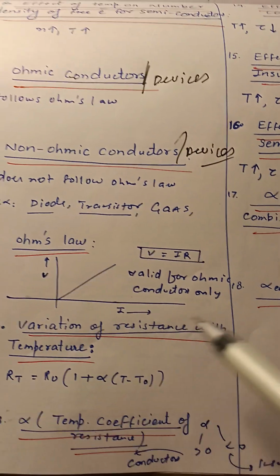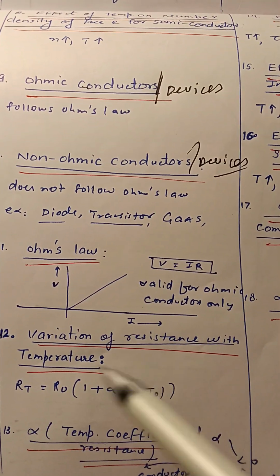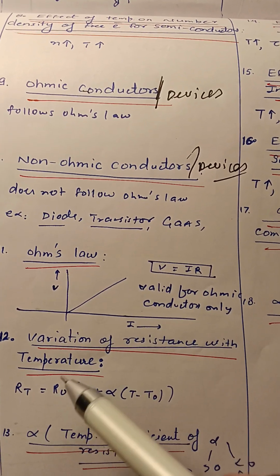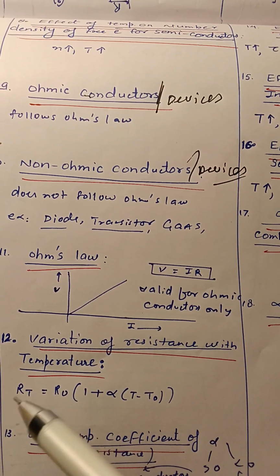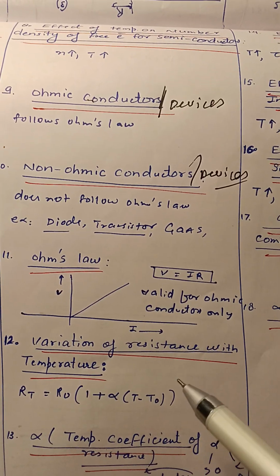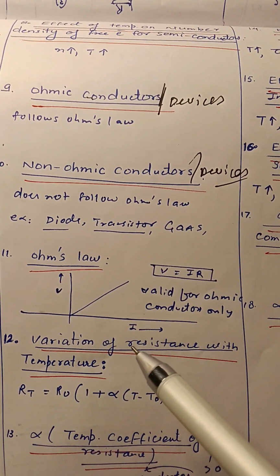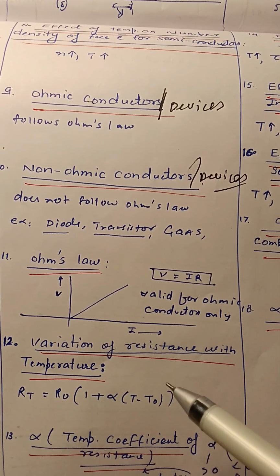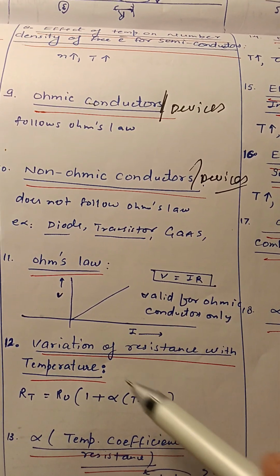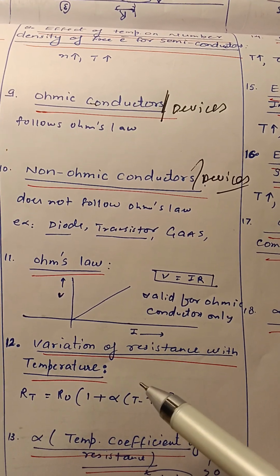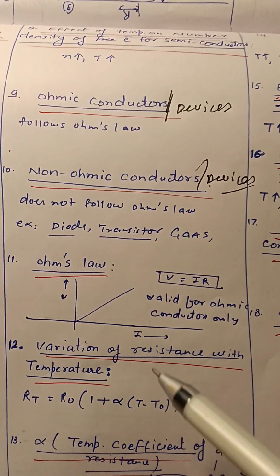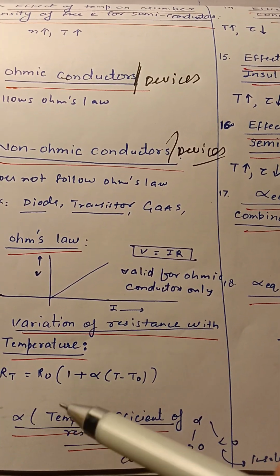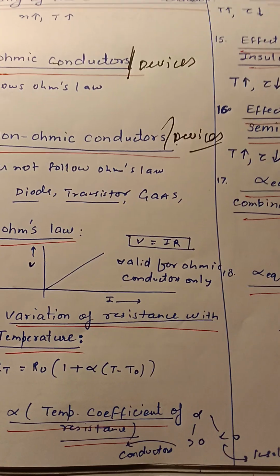Next question is variation of resistance with temperature. Experimentally it has been found that if at temperature T naught the resistance is R naught, then at temperature T, RT equals R naught times 1 plus alpha times T minus T naught. This is for linear ohmic resistors, which follow a linear relationship with temperature. Although it may change, generally we can say that for linear resistors this case holds good. Then another question: what is alpha? Alpha is called the temperature coefficient of resistance.